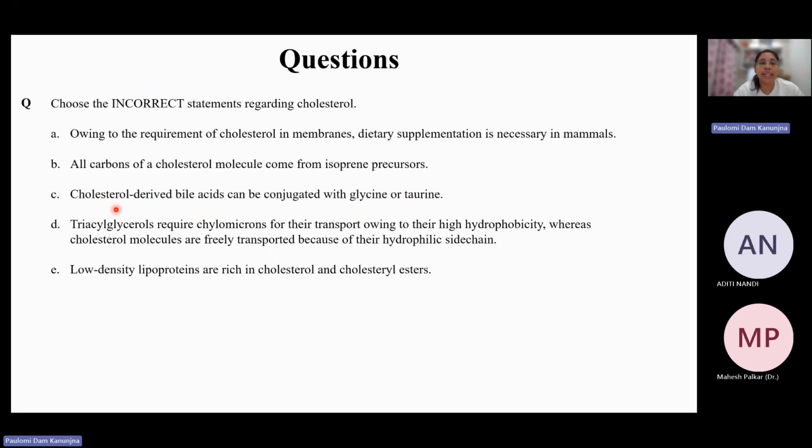Now the next one is: choose the incorrect statements regarding cholesterol. This is the kind of question that I was saying is very prevalent in the assignments, where you will have a lot of these incorrect and correct questions. So do attempt these kinds of questions because they are more prevalent in the course and they help you grasp the topics.